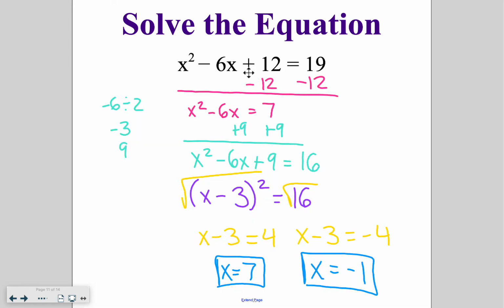Starting by subtracting 12 on both sides to isolate our variables. Cutting 6 in half is negative 3, squaring that is 9. Adding 9 to both sides, we end up with x squared minus 6x plus 9 is equal to 16. Square rooting both sides, solving for both of our answers, we get 7 and negative 1.